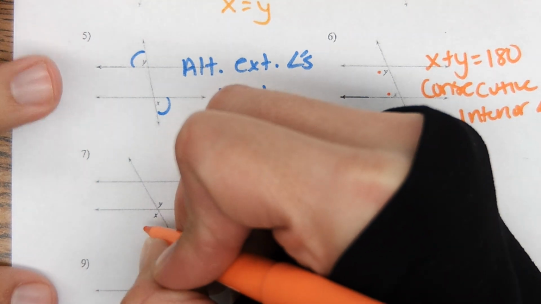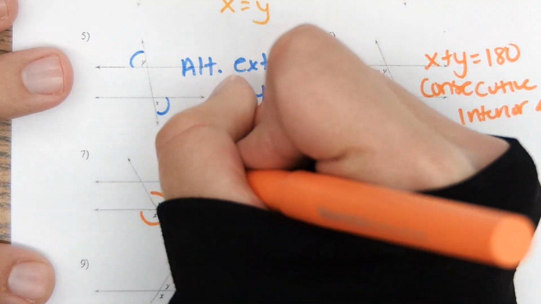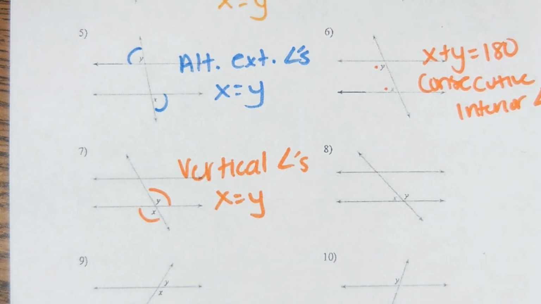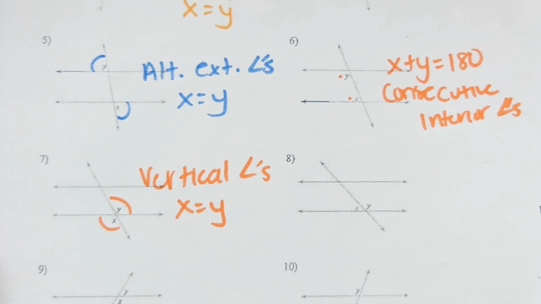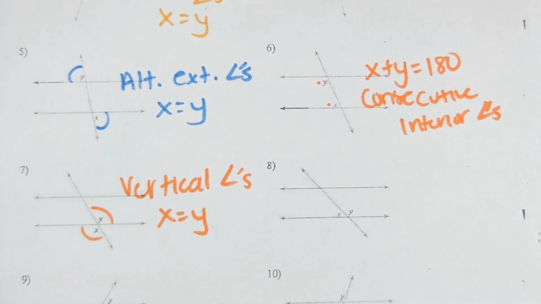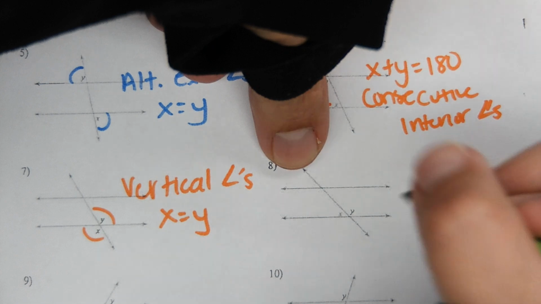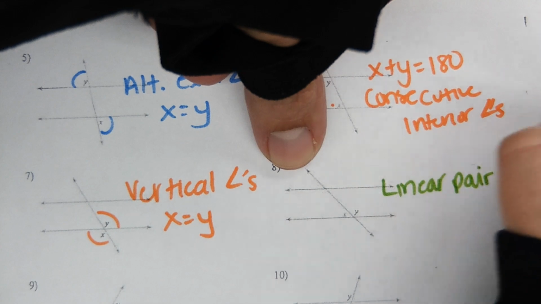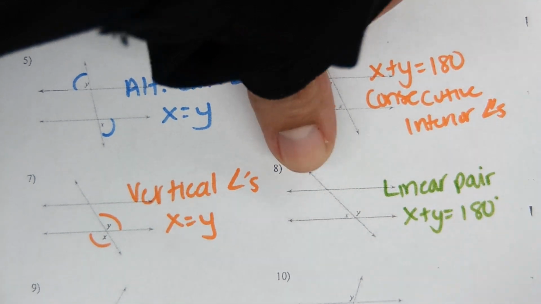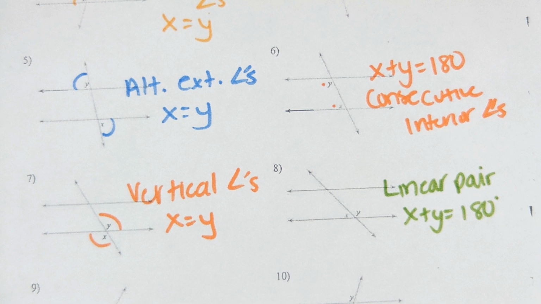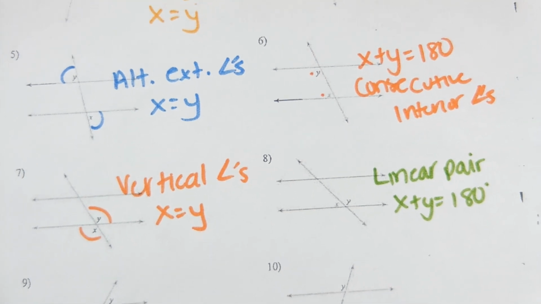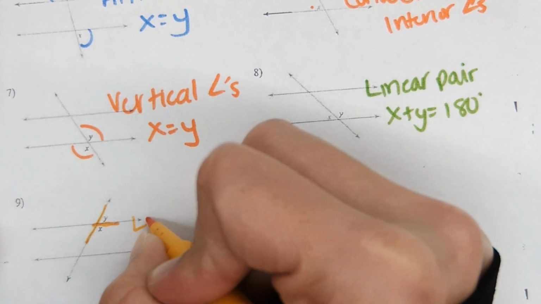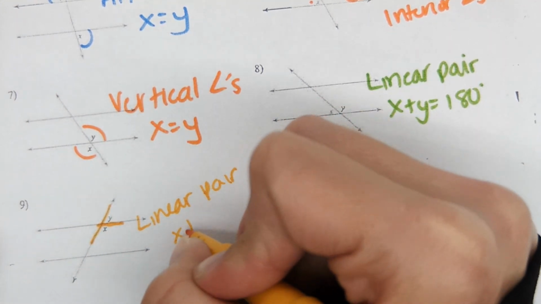Okay, number 7, we have vertical angles. Eight. These two angles right here, they form a linear pair. And so x plus y equals 180 degrees. And then number 9, these form a linear pair as well. They form a straight line. So linear pair, x plus y equals 180.